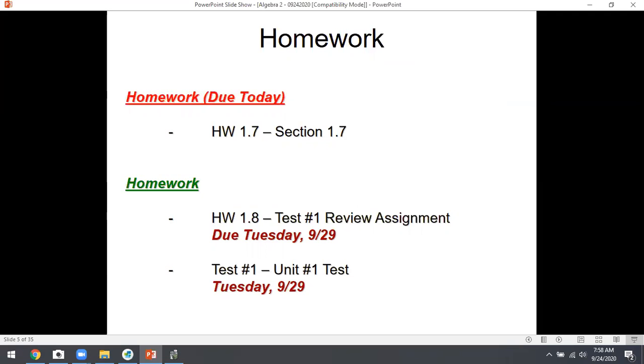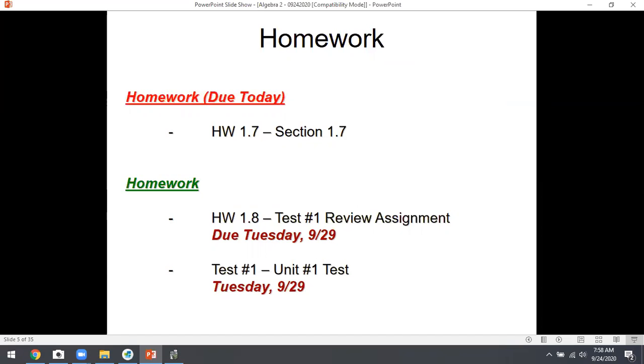This is due on Tuesday, Homework 1.8. You have 5 days for it. You should try to get the first half of it done by Friday or maybe Saturday or something like that, because we're going to review the first half today, so you really should be able to get it done in theory. Test is Tuesday.